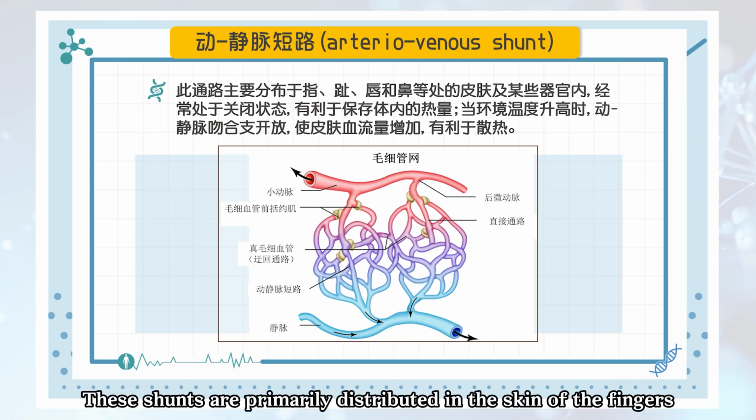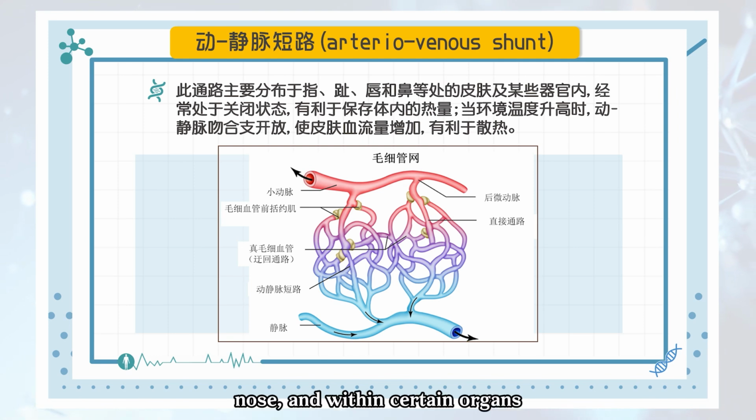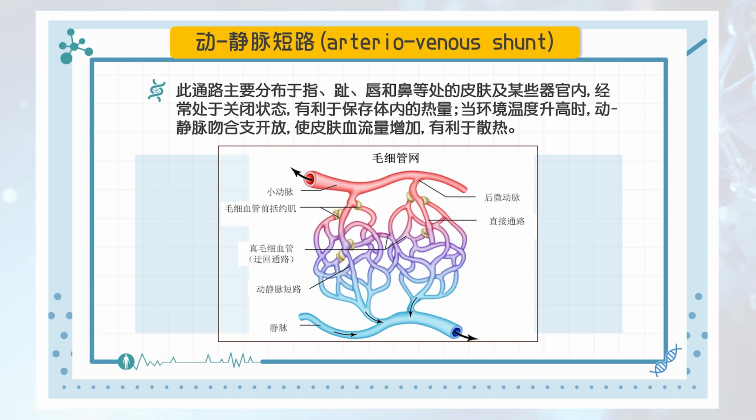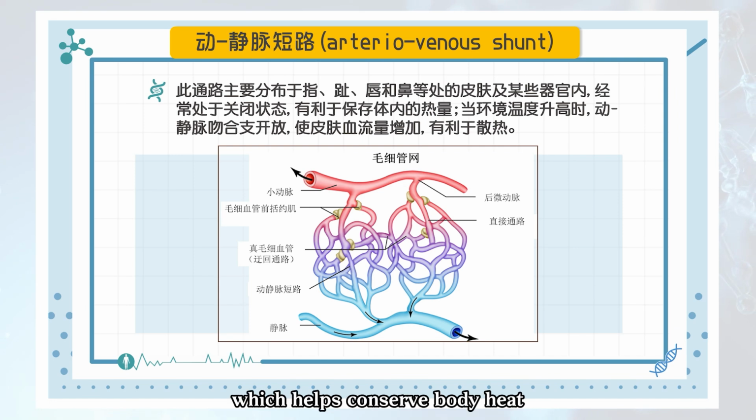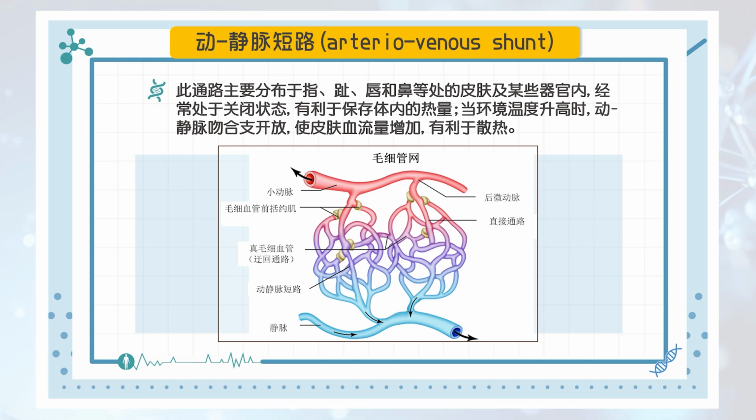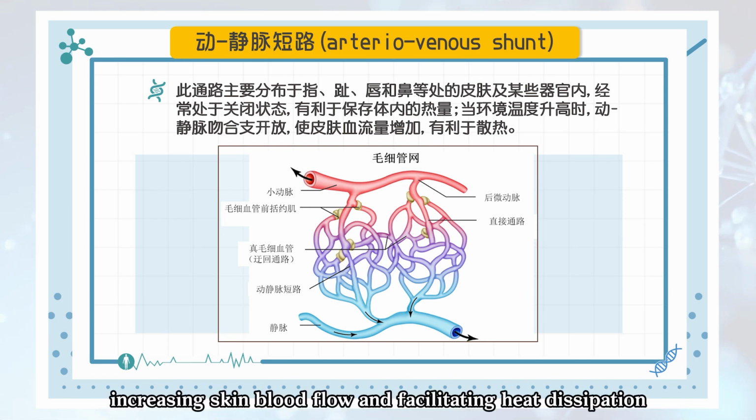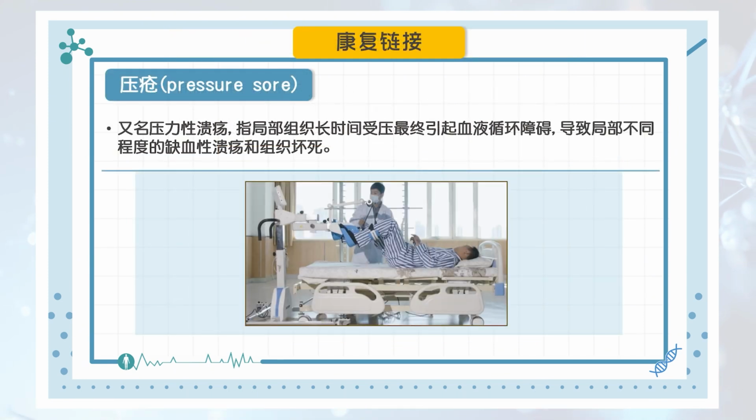These shunts are primarily distributed in the skin of the fingers, toes, lips, nose, and within certain organs. They are usually closed, which helps conserve body heat. When the ambient temperature rises, the arteriovenous anastomoses open, increasing skin blood flow and facilitating heat dissipation.